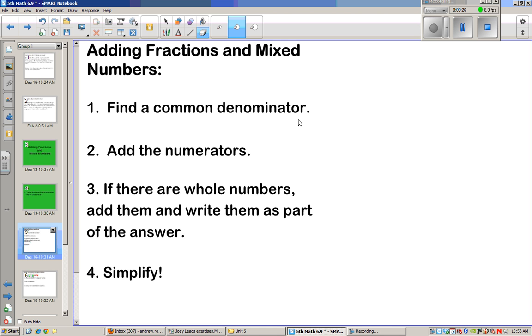First, find a common denominator. We learned how to do that in another video. Add the numerators. If there are whole numbers, add them and write them as part of the answer, and then simplify.